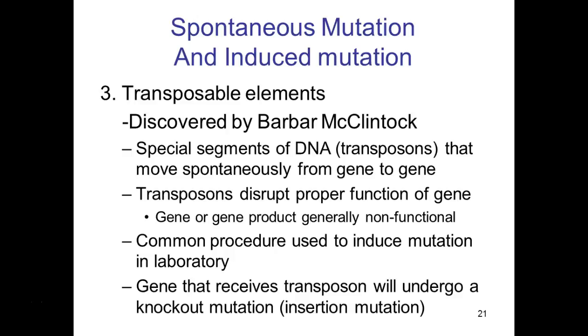So she saw this phenomenon, right? And she discovered that segments of DNA known as transposons, because this isn't normal, could spontaneously move from gene to gene. So remember, gene is a segment of DNA that codes for something. When they jumped from one spot to the other, they would disrupt information that's already there.